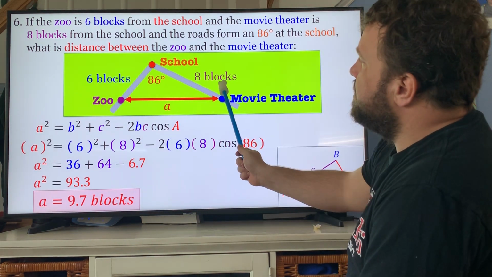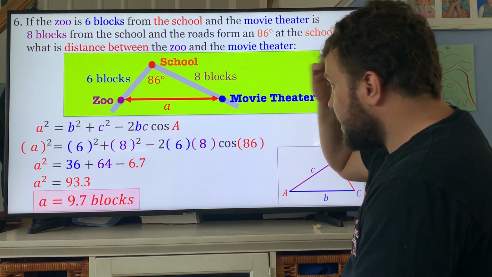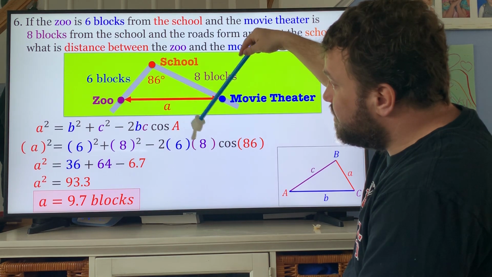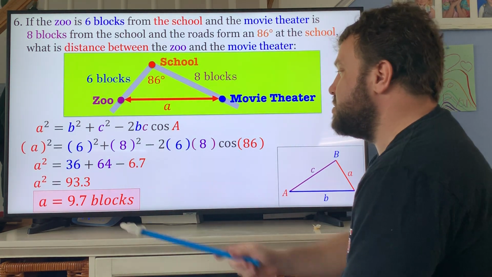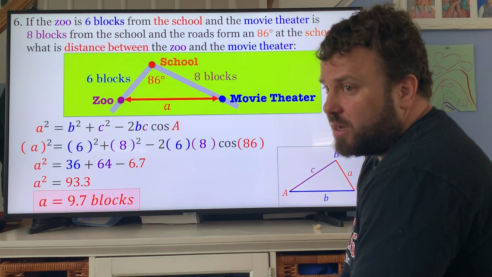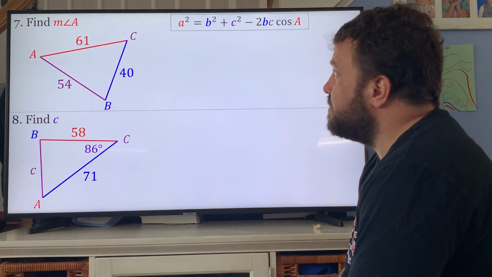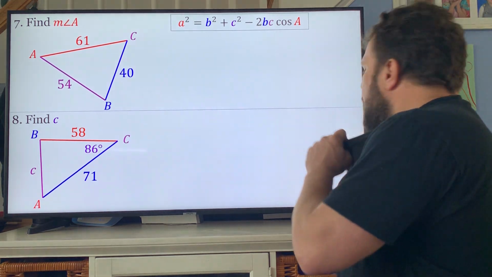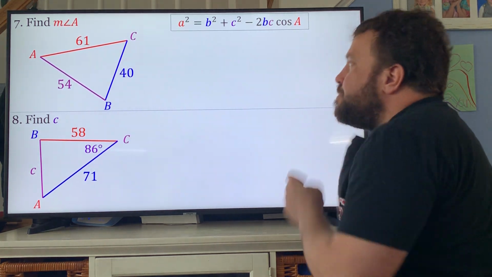It does. It's a little bit longer than this. It looks a little longer. And it makes sense because 86 is the biggest angle, so the side across from the biggest angle also should be the longest. Any questions? I hope not, because you guys are doing wonderful. All right, so finish up with problems 7 and 8, and then I will go over them. And here we go.